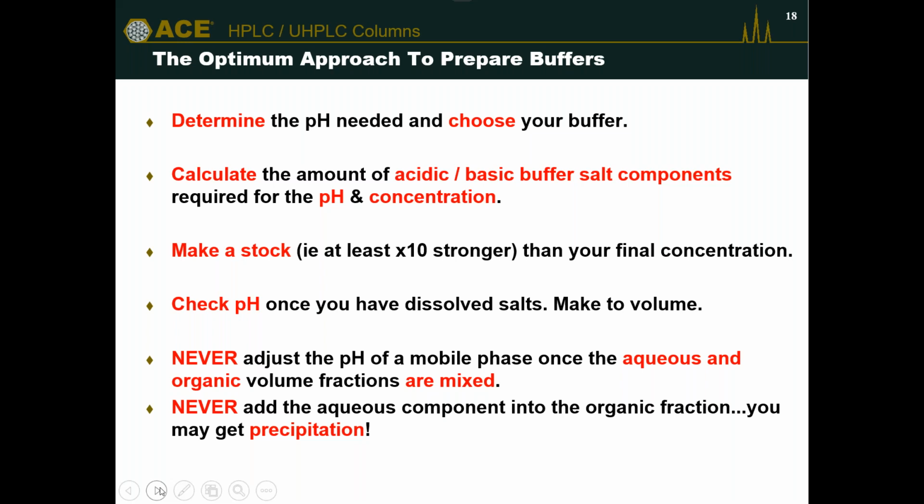We'd recommend checking the pH with a pH meter in an aliquot rather than putting the pH meter straight into your freshly made up mobile phase. That will help with the cleanliness of the mobile phase. And just a couple of things, don't try and adjust the pH once you've mixed everything together. You're not going to get accurate readings then. And also don't add the water to the organic fraction, because you might get the buffer precipitating out, so you don't want that crashing out. It's just kind of good housekeeping.